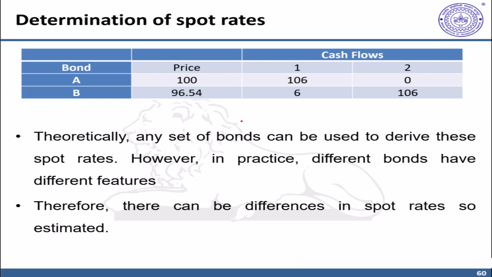Practically, bonds are not identical the way they are described theoretically. For example, as maturity increases, different risks such as maturity risk premium and so on are added. So while theoretically the spot rate is a pure risk-free rate, practically there may be differences in the spot rates that are estimated.